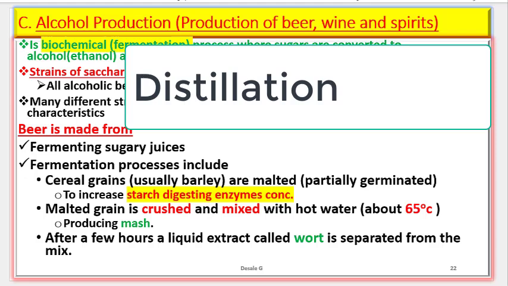The fourth step is distillation. Mostly this distillation technique works for spirit alcohols. This distillation mostly works for beverages like whiskey, vodka, rum, and gin. The fermented liquid is here distilled to concentrate the alcohol. Distillation heats the liquid to evaporate the alcohol, which is then condensed back into more concentrated forms.